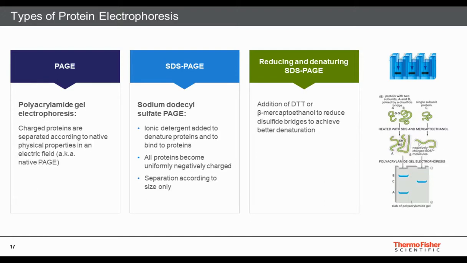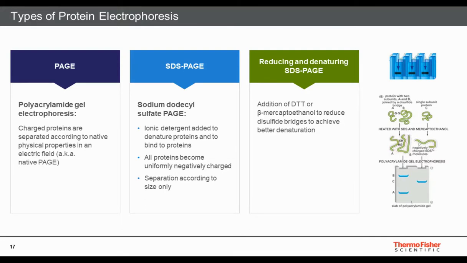SDS-PAGE, or sodium dodecyl sulfate PAGE: SDS is an ionic detergent, and when added to gel electrophoresis buffers, it denatures proteins and binds to these denatured proteins, providing a uniform negative charge to all protein, which facilitates separation according to size only. As shown in the schematic to the right, the SDS detergent in presence of reducing agent can separate the two subunits of a protein, which are held together by disulfide bonds.